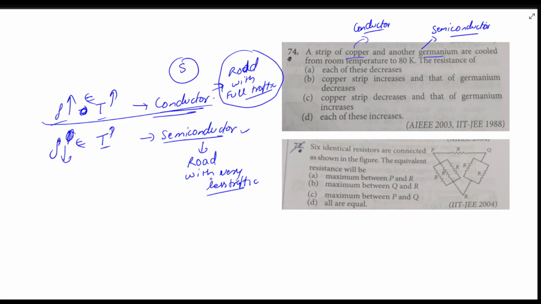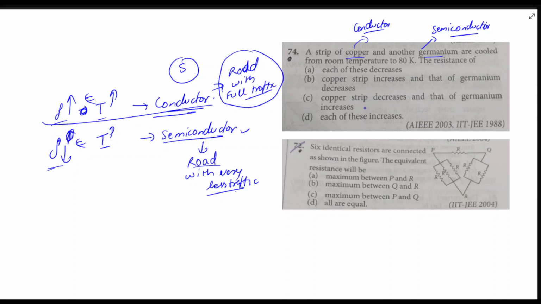For the semiconductor, you can consider a road with very little traffic. What will happen if you take a car and push it onto the road? The chances of colliding with other cars will be very low, because this road has very little traffic. So conductivity will actually increase, hence resistivity will decrease.